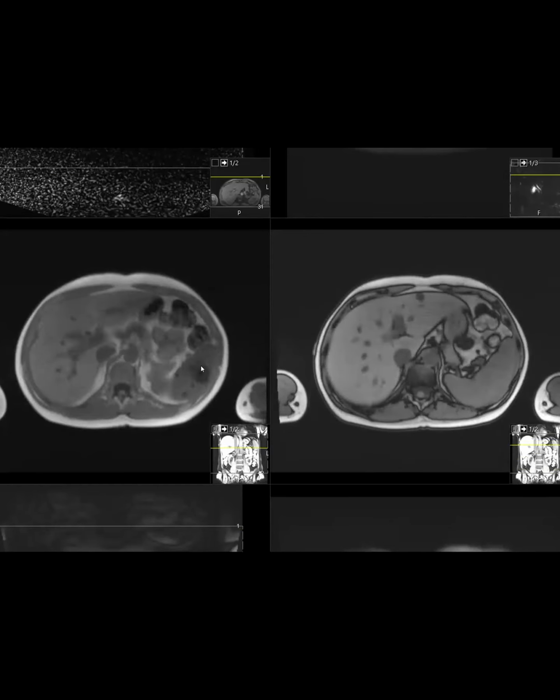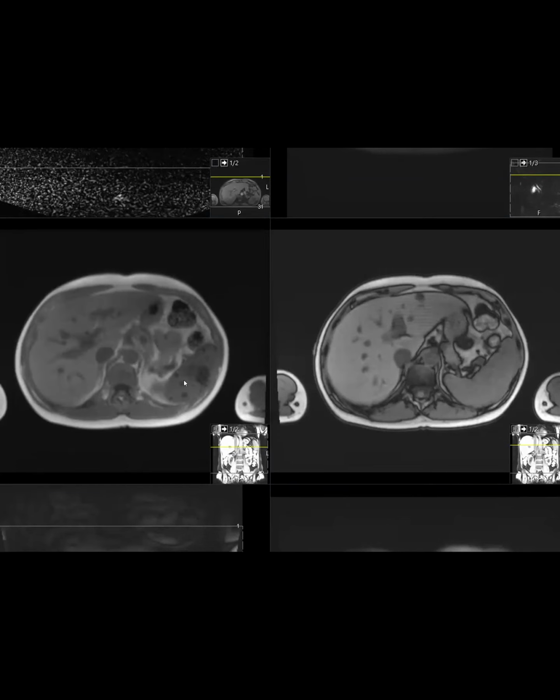So first of all, they're dropping on the in phase. So what does that mean? This is the in phase. This is the out of phase. They're getting darker on the in phase. That means they have what in them? Hemochromatosis or iron. Yeah, so either iron, metal, or air, something that causes susceptibility. But in a splenic lesion, you're not going to have metal or air.